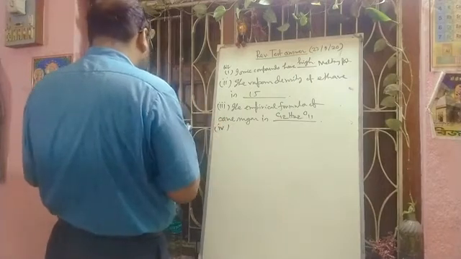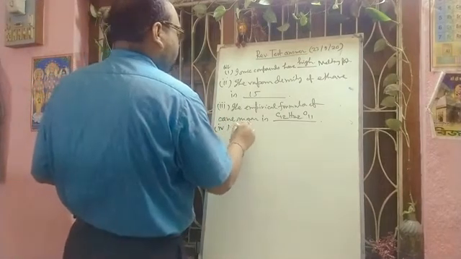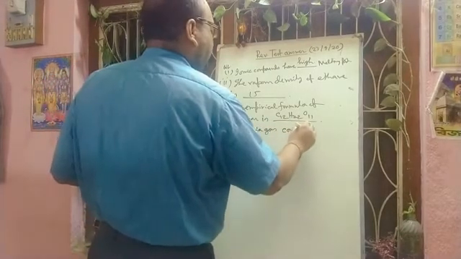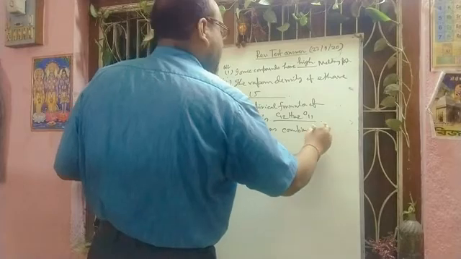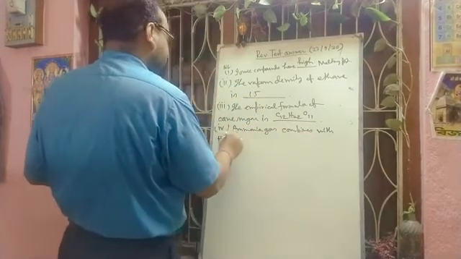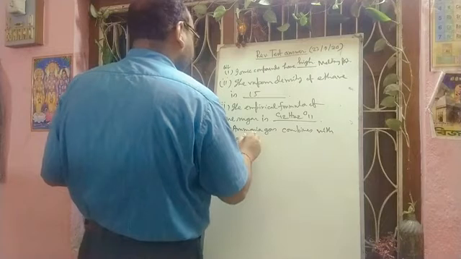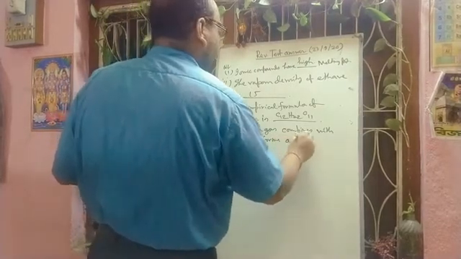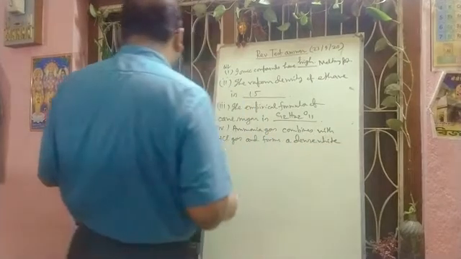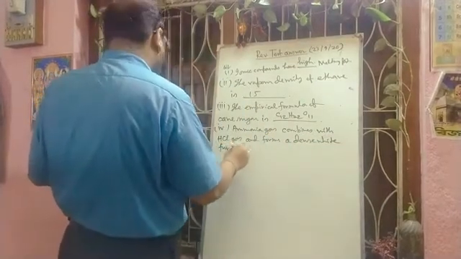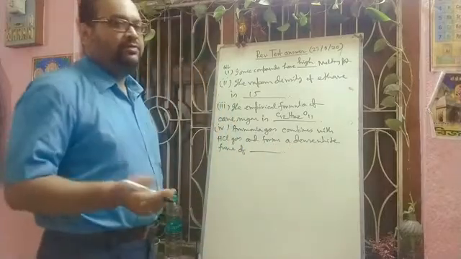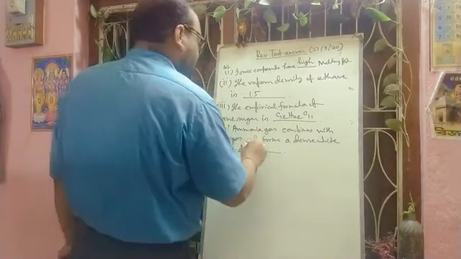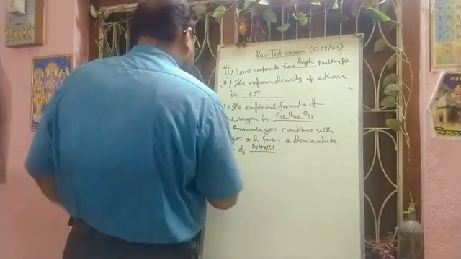Next, question number 4. Ammonia gas combines with HCl gas and forms a dense white fume of dash. We know that ammonia will combine with HCl forming ammonium chloride, and which will show the dense white fume. So your answer will be NH4Cl, ammonium chloride. Next, question number 5.